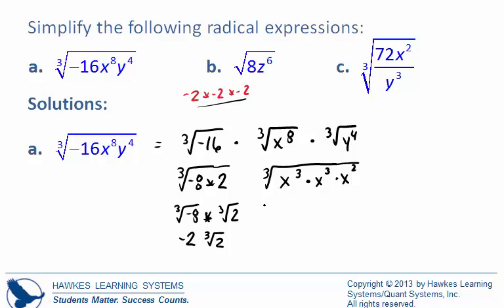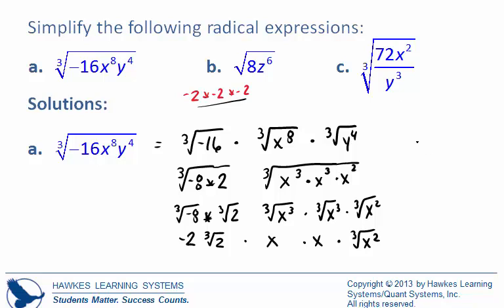Then we're going to break this up again, taking the cubed root of each part. Remember that if we have an odd number on the outside and the inside, and it's the same number, they kind of cancel each other out and we're just left with x. So this cubed root of x to the 3rd is just going to be x. This cubed root of x to the 3rd is just going to be x. And the cubed root of x squared I can't really do anything with.